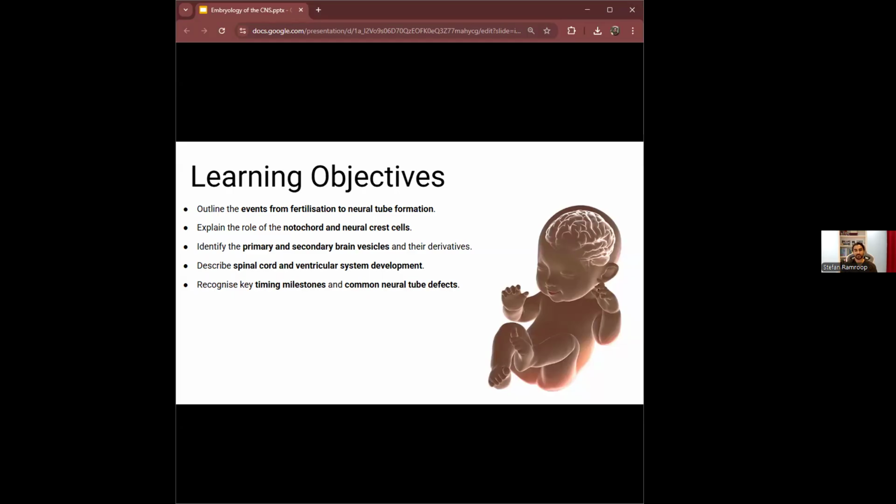We're just touching on the development of the spinal cord because that really needs its own lecture separately. But we'll also be talking about the ventricular system and how the ventricles emerge from the neural tube. And then also looking at key timing milestones to correlate them with common neural tube defects so we can know when and how things could possibly go wrong.